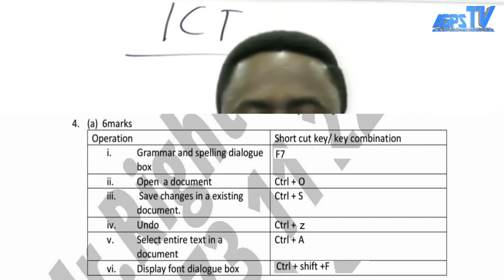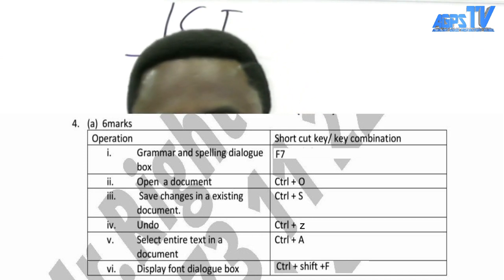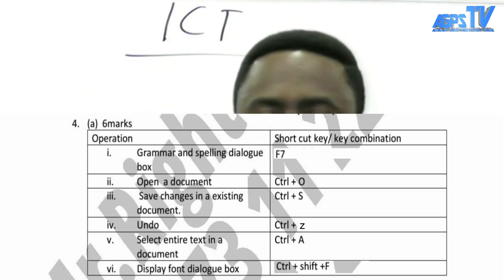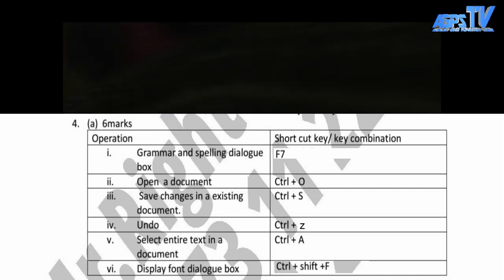Then display the font dialog box: Control plus Shift plus F. Now let us go through the videos used in carrying out these functions.